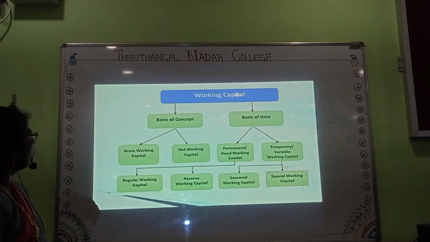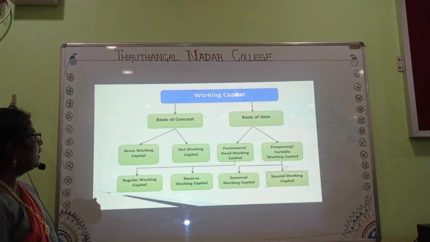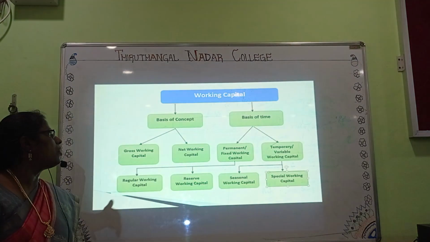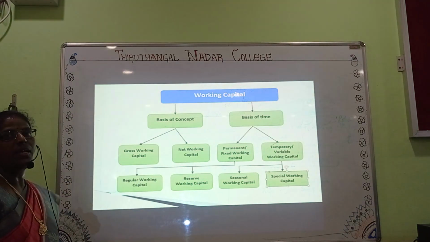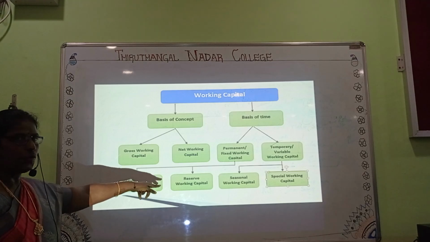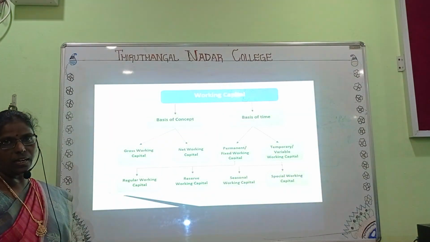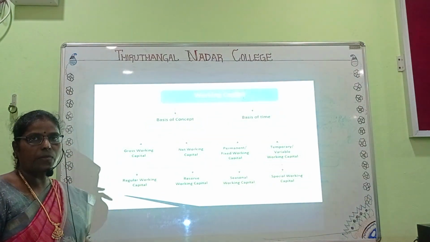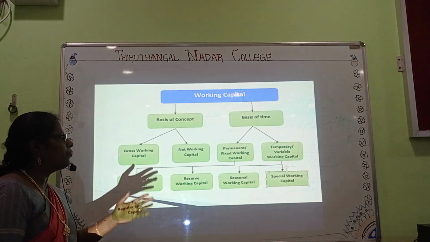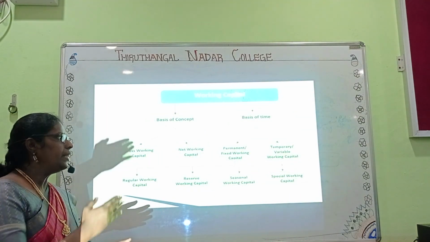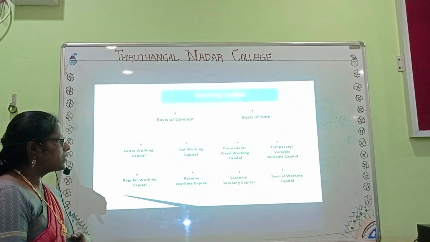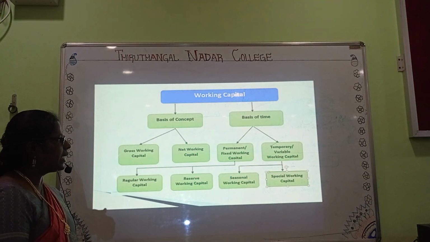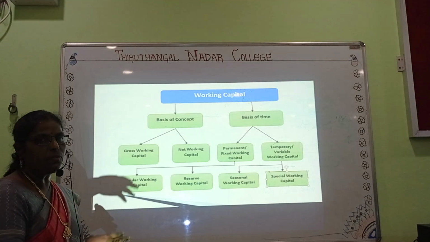Next, types of working capital. We can classify the working capital on the basis of concept and on the basis of time. On the basis of concept, the working capital is divided into two: gross working capital and net working capital. What is gross working capital? Gross working capital is the total of current assets. Net working capital is the difference between the current assets and current liabilities. Then on the basis of time, we have permanent or fixed working capital and temporary or variable working capital.